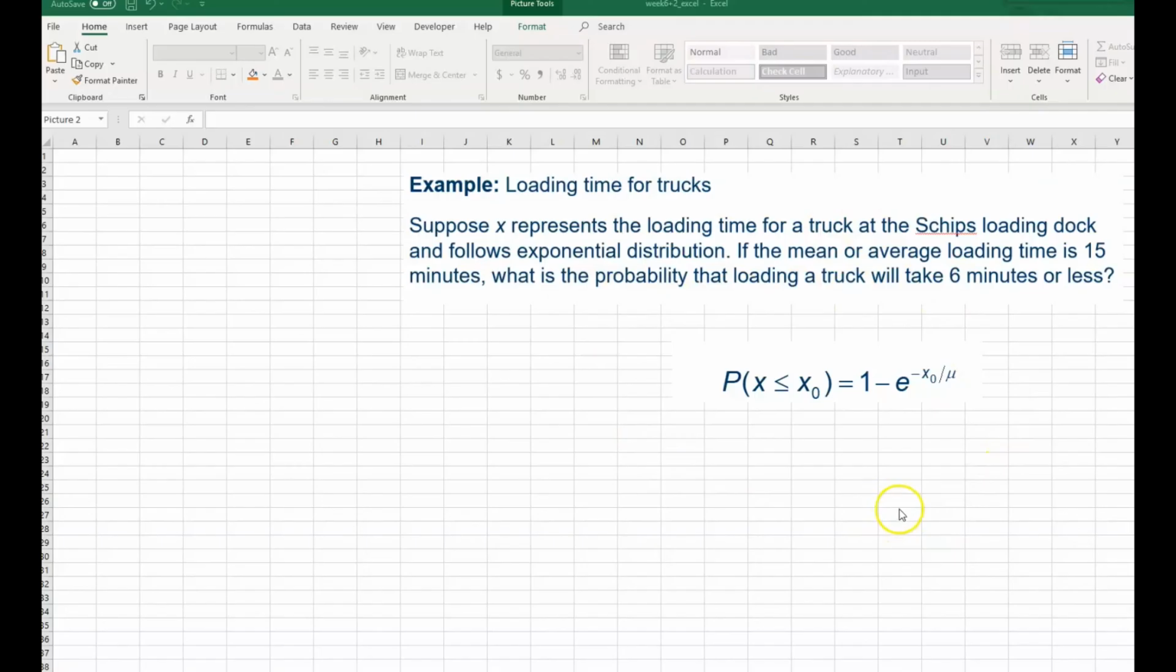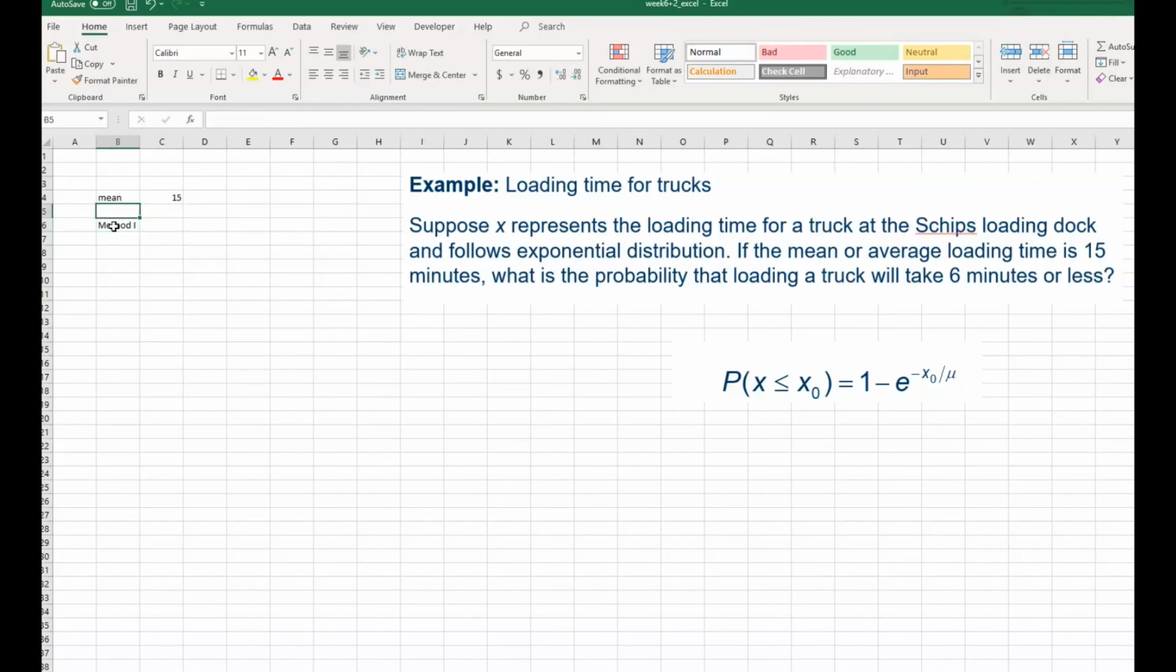Directly the method to apply Excel function. First one we type. We only have one variable. It's called mean. The mean is 15. So loading time is 15, the average loading time is 15 minutes. And so this is method 1.